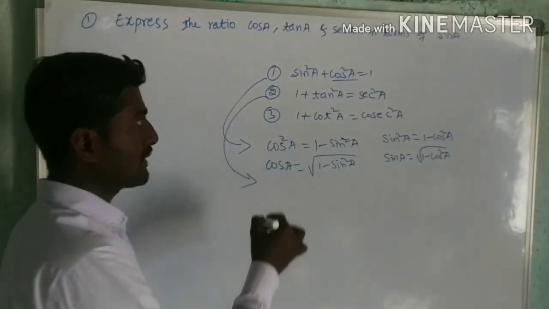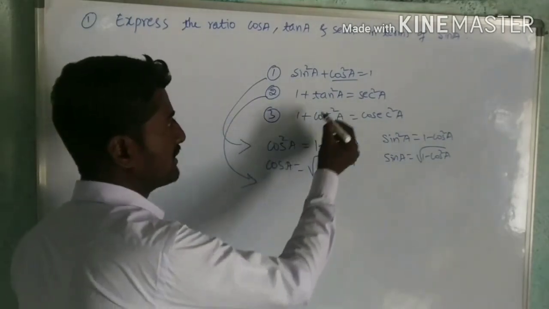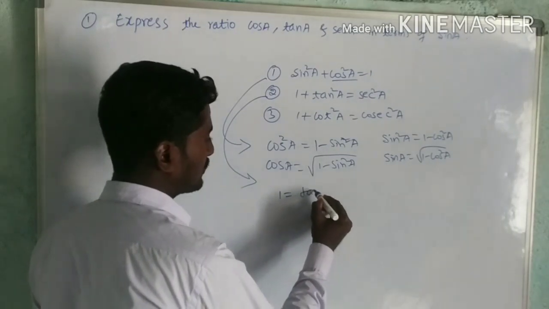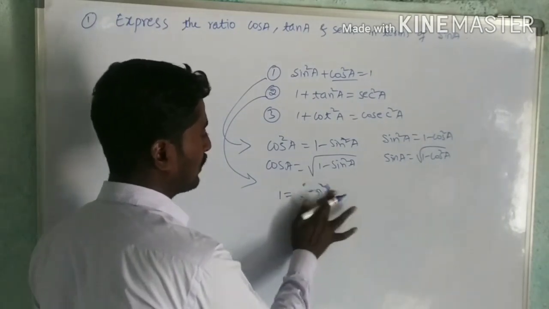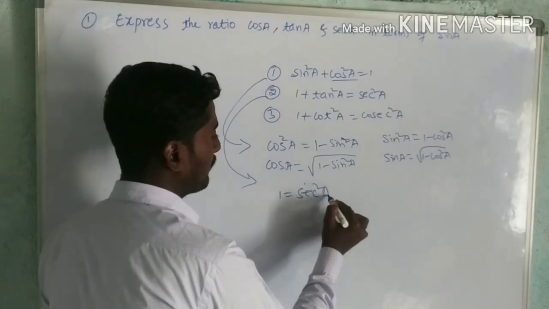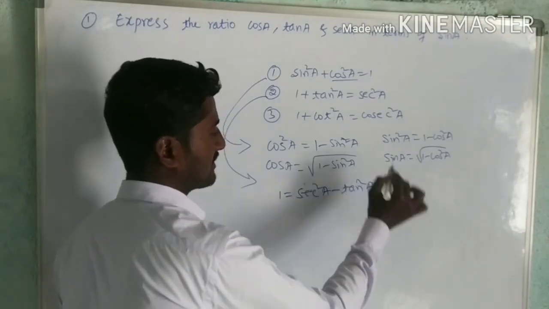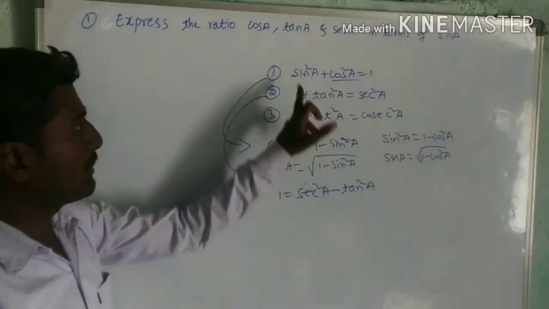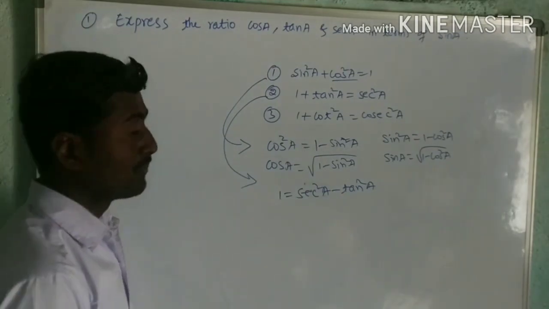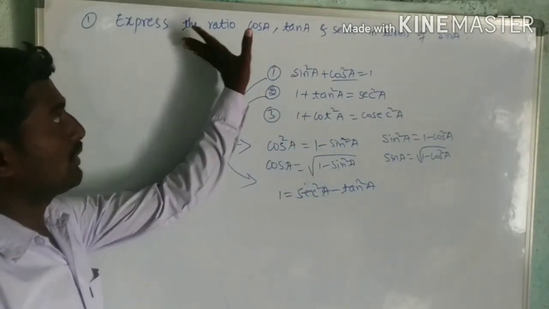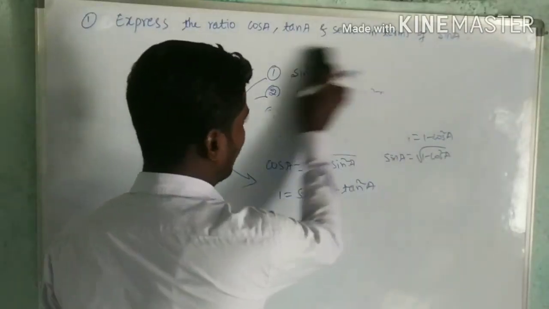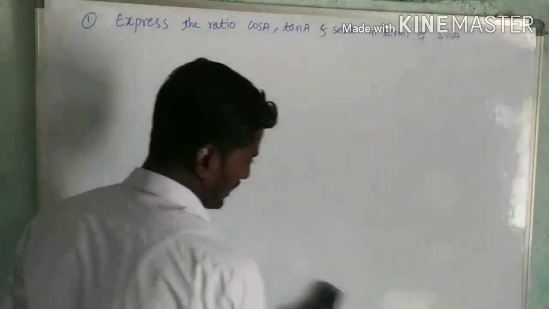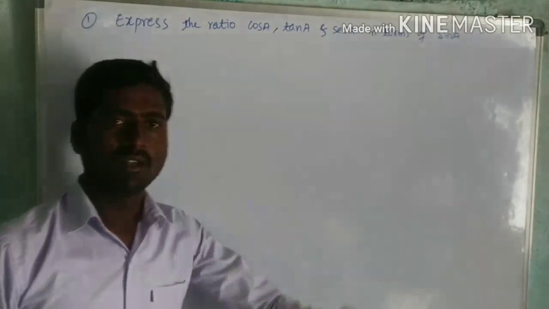Then the second identity also we can convert. So how can we write? 1 is equal to sec square A minus tan square A, like this. So in a number of ways you can convert them, but you should remember these three. Now by using these three identities, I want to solve this question. This is an example problem only. Here you have to solve a number of problems. That's why now I am solving examples, and after that I'll move to the exercise.